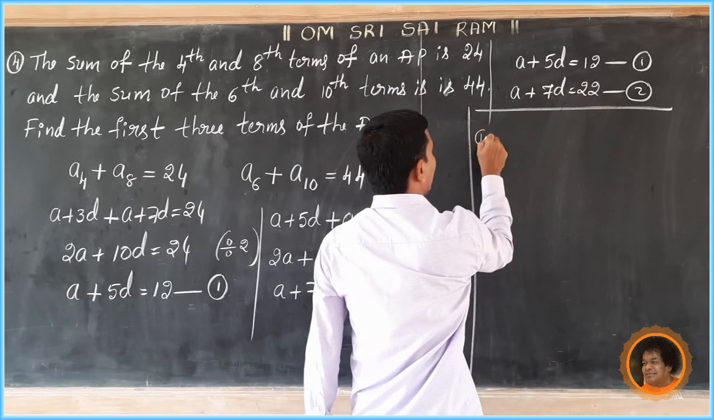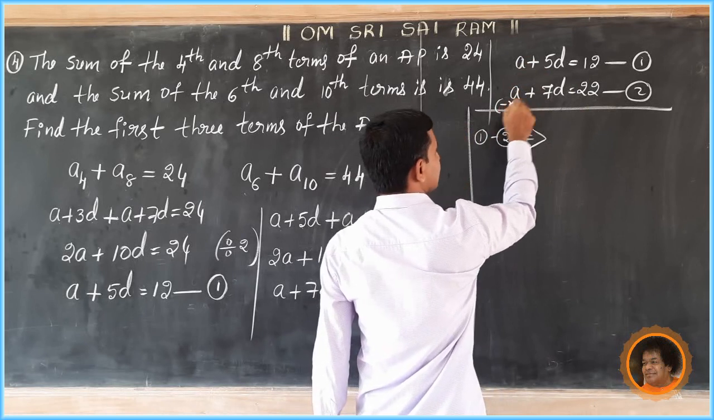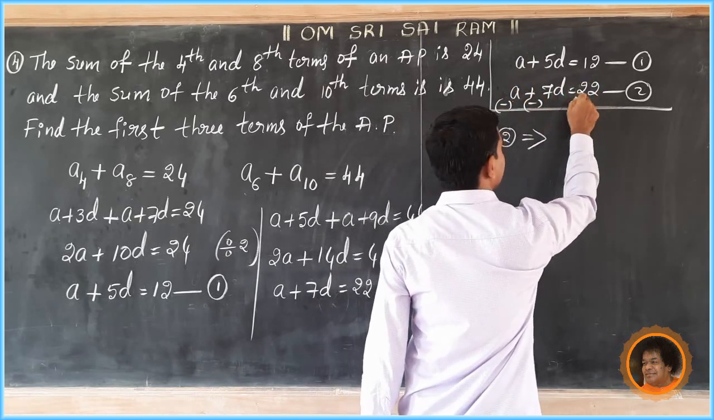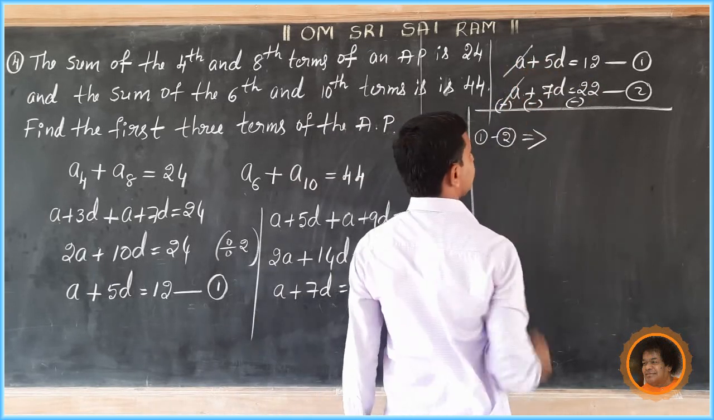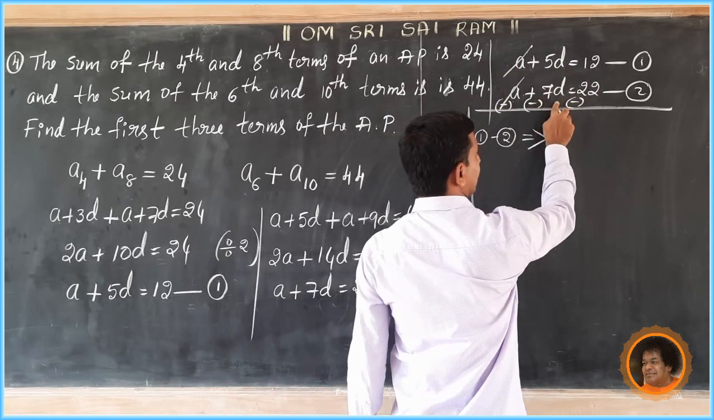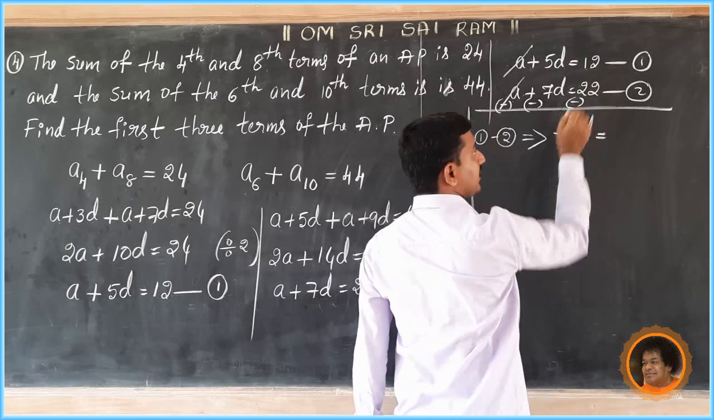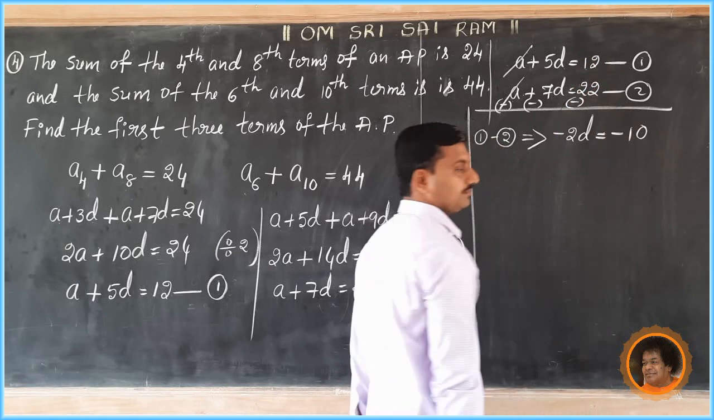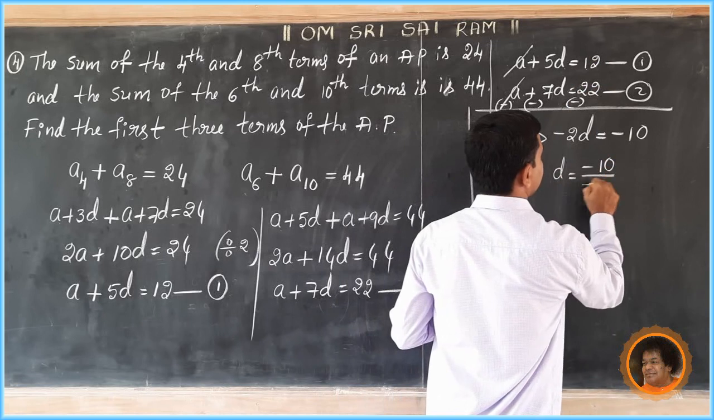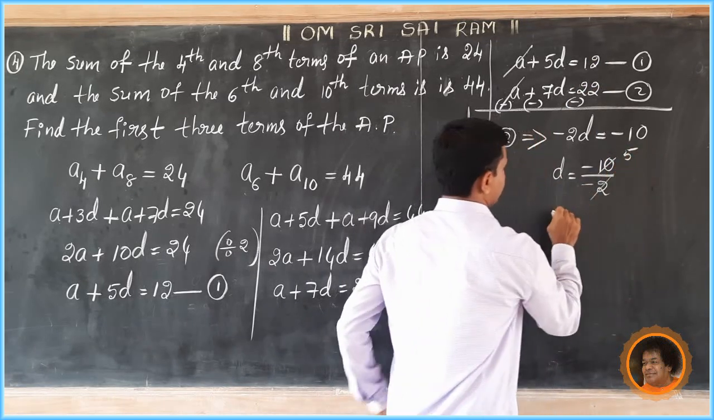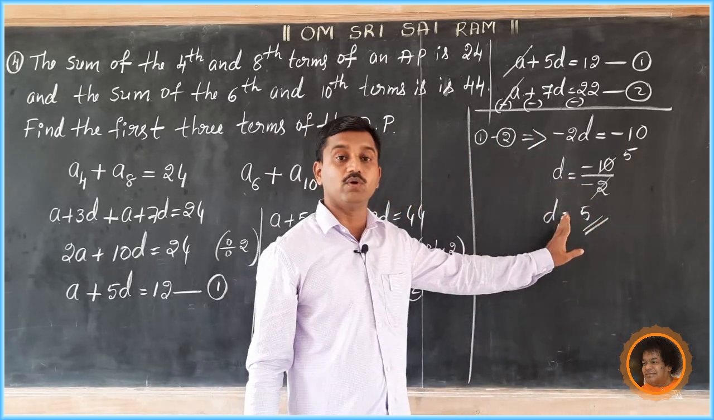Now subtract 1 minus 2. At that time the sign changes. So plus becomes minus, here also plus becomes minus. A minus A is 0, plus 5D minus 7D is minus 2D, equal to 12 minus 22, which is minus 10. Now find the value of D. So D equal to minus 10 divided by minus 2. 2 fives are 10. So D equal to 5. This is the value of the common difference.